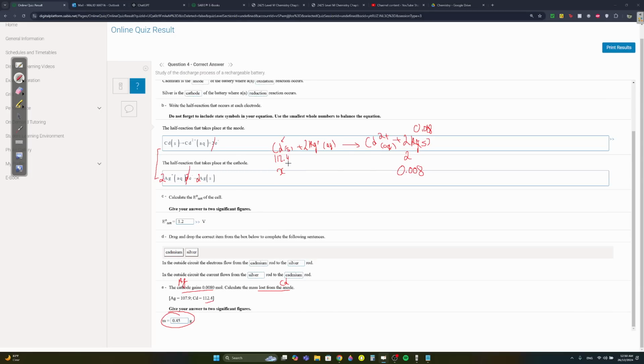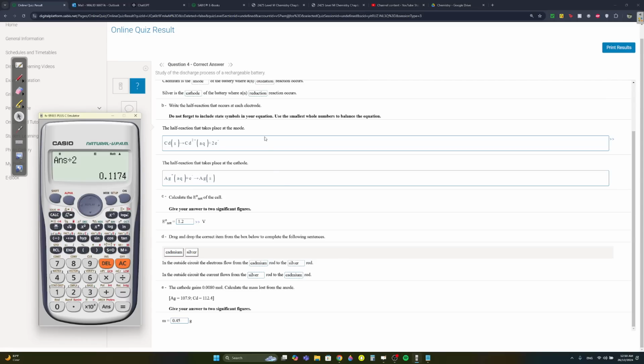Over the molar mass, we don't know it. If you cross multiply, you're going to get also 0.45. I actually need to check this, by the way. 112.4 times... divided by 2. Yeah, 0.45.